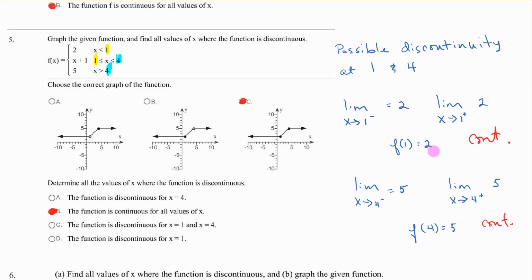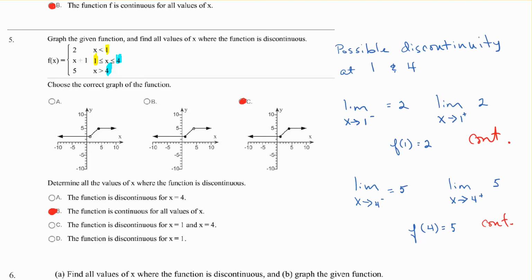Now what is f of 1? Well, f of 1 has to be in this piece. If I plug in 1 there, I get 2. So f of 1 is 2. All three of those things are the same number, so we have that it is continuous.